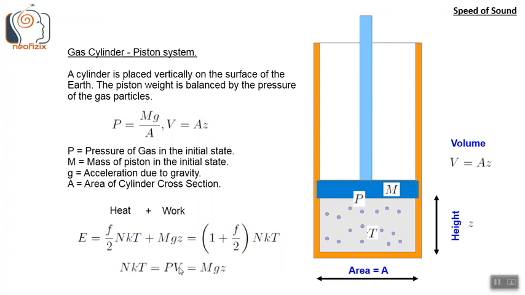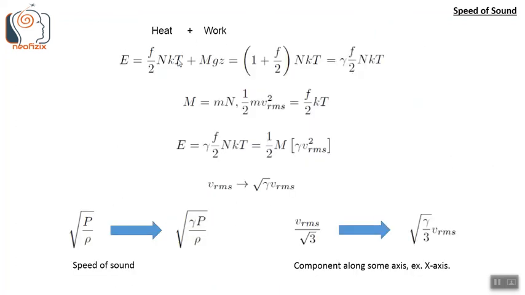Therefore E, the total energy of this system, turns out to be 1 plus f by 2 nkT, or 1 plus f by 2 into mgz. So basically you can convert this into gamma into f by 2 nkT. This 1 plus f by 2 can be written as gamma into f by 2. So this is what we get: E equals gamma into f by 2 nkT. And we also know that this T is related to the root mean square velocity of these particles. So basically we can express E as half into total mass m into gamma into Vrms squared.